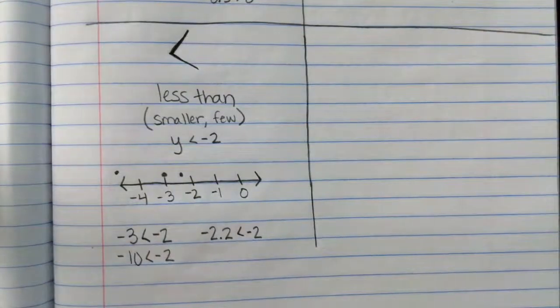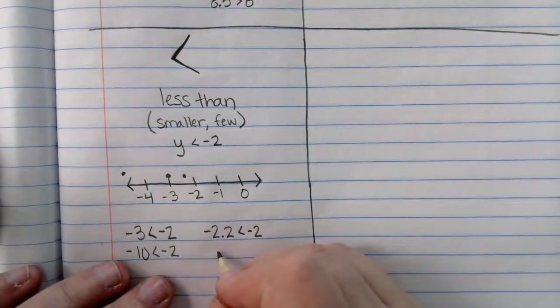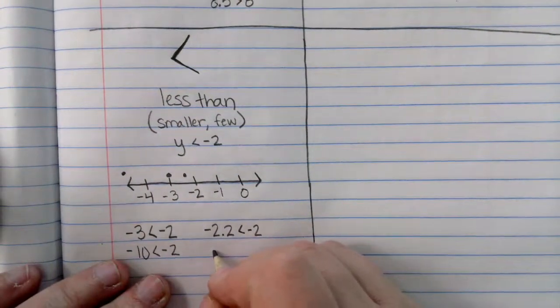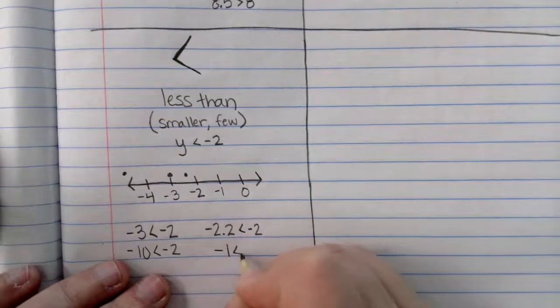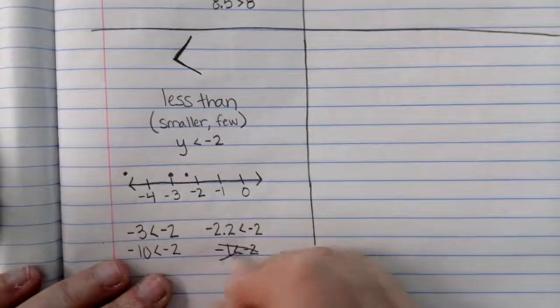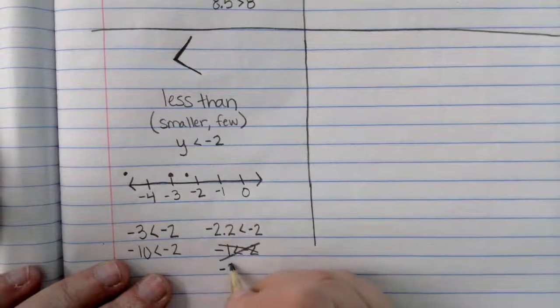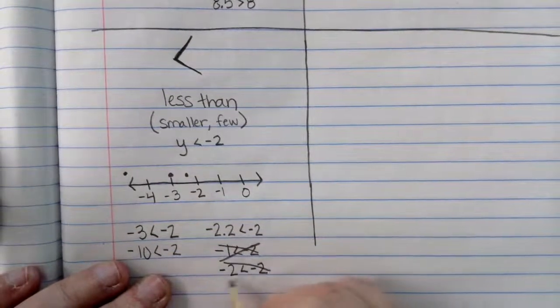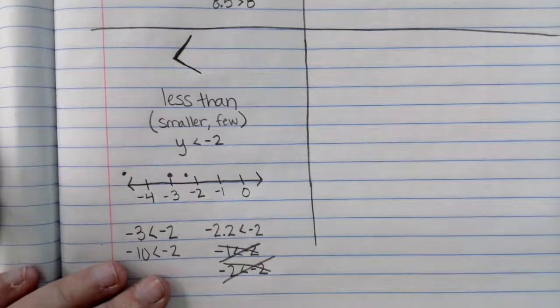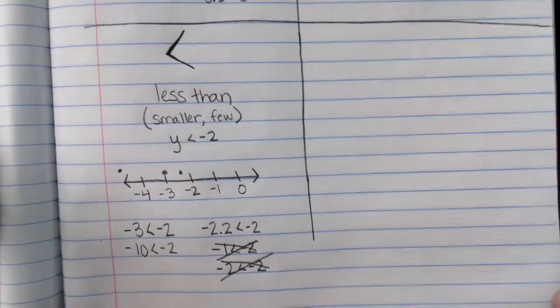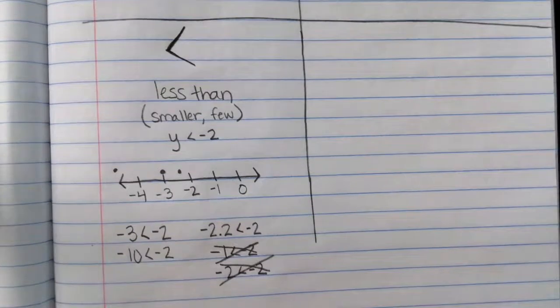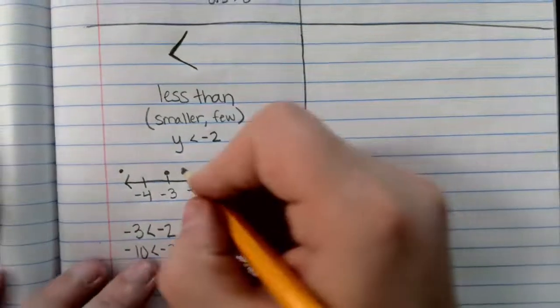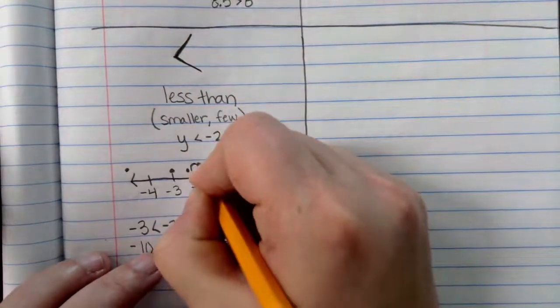-1 will not work. Or -2. But everything up to -2 works. So how am I going to show that it's everything up to that -2, but not including -2? Open. Good. So we're going to do an open circle. And which way is my arrow going to go? To the left.